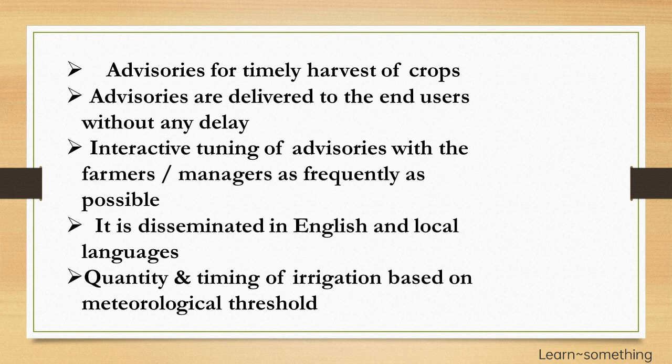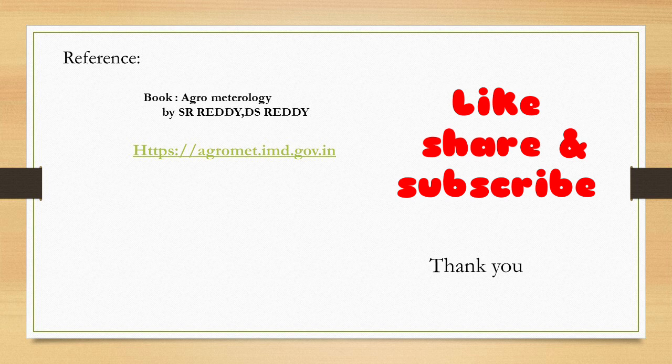Advisories are delivered to the end users without any delay. It is disseminated in English and local languages. Quantity and timing of irrigation are based on meteorological thresholds. Weather forecast and agro advisory services come under the IMD, which stands for India Meteorological Department. It was established in 1875.